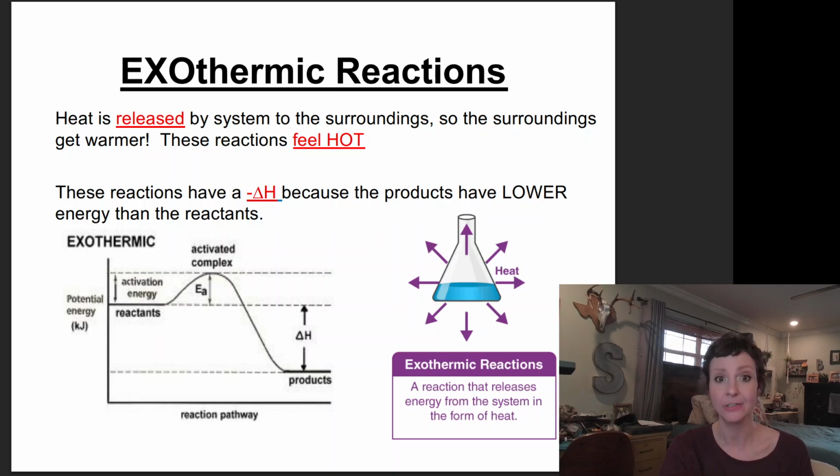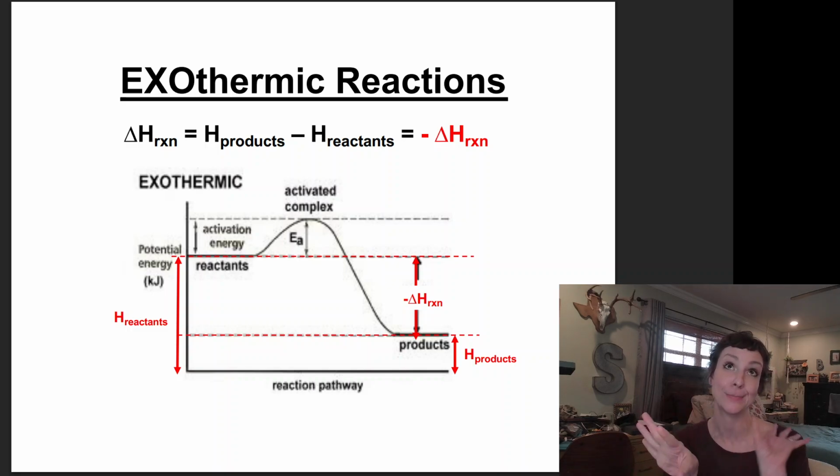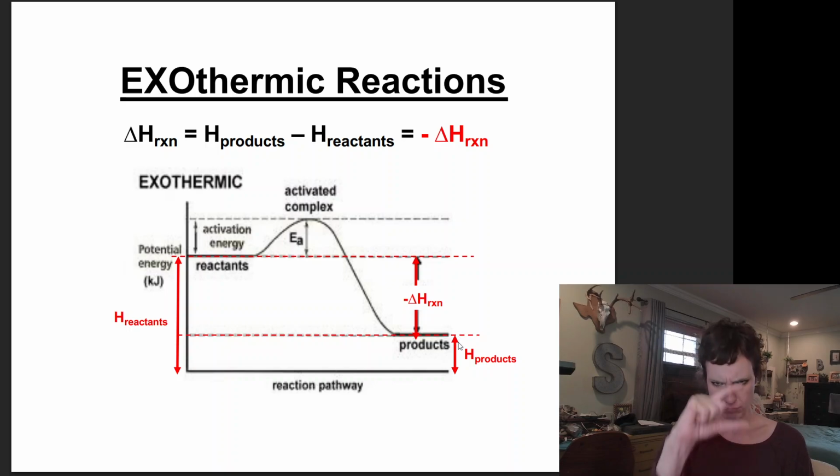Okay, so let's dive a little bit more into that. So we said that as a negative delta H, I get a negative delta H from these exothermic reactions when I take products minus reactants. Let's visualize this. So here is my potential energy diagram. I can see here's the energy of my products. Oh, my products are very low energy, right?